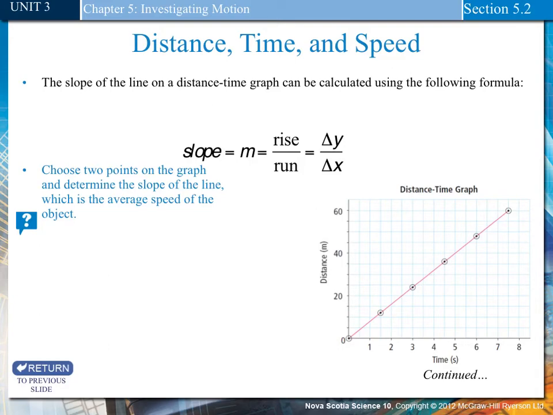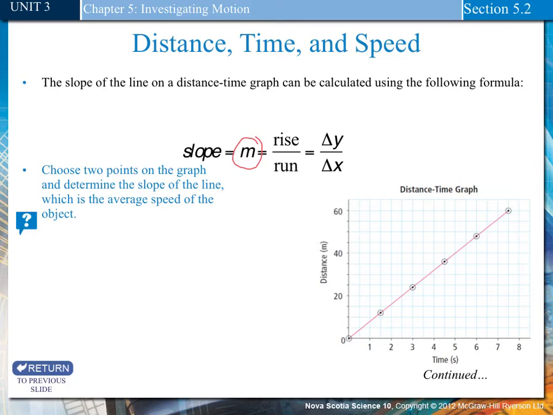The slope of a line on a distance time graph can be calculated by using the following formula. So we can look at slope equals m, which we might recognize from math, rise over run, or the change in rise over the change in run. Choose 2 points on the graph and determine the slope of the line, which is the average speed of an object. So, we choose 2 points on the line.